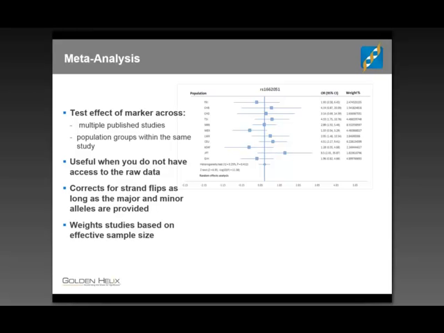Meta-analysis can be used to test the effects of markers across multiple published studies or population groups within the same study, and it can be useful when you do not have access to the raw data, as well as when you do, if you want to use meta-analysis to compare groups such as population groups. And this forest plot that I have here was created in Excel, using data that I was able to get out of SVS.